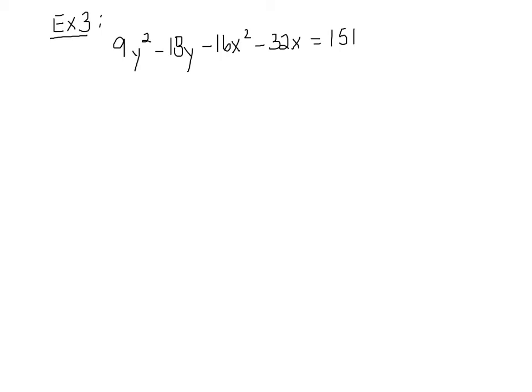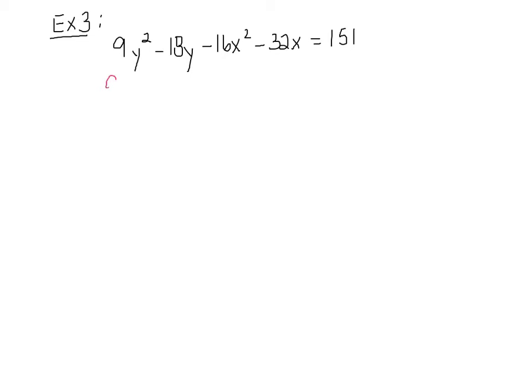Alright, for example 3, we have 9y squared minus 18y minus 16x squared minus 32x equals 151. So what we recognize is that this is not in standard form, so the first thing that we want to do is get it in standard form. Okay, so we're going to complete the square.